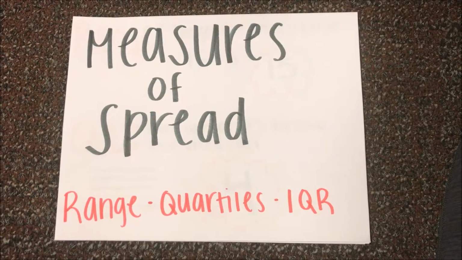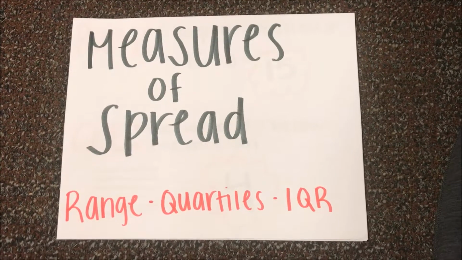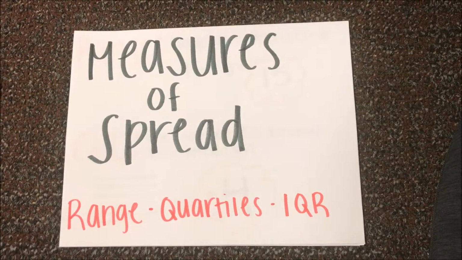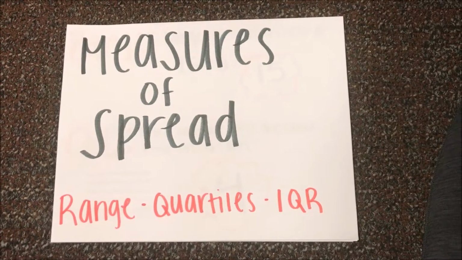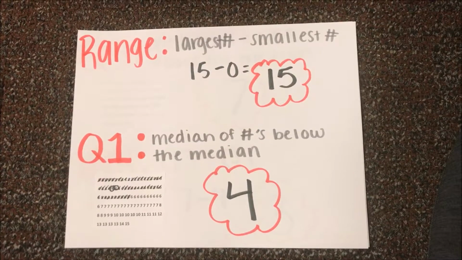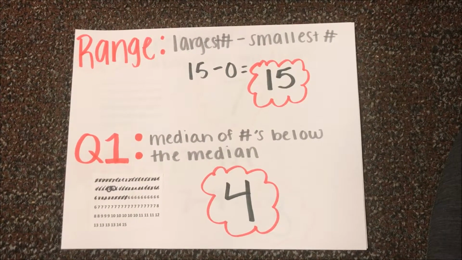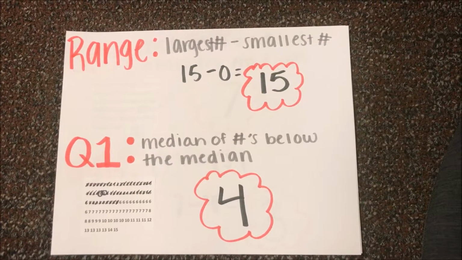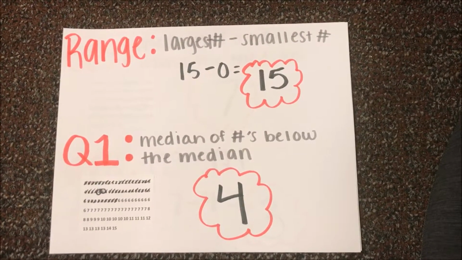The next data that we had to find were our measures of spread. These include range, our quartiles, our IQR, variance, and standard deviation. For measures of spread, we're going to look at range, which is the largest number minus the smallest number. Our largest number being 15 and our smallest number being 0 gave us the range of 15.